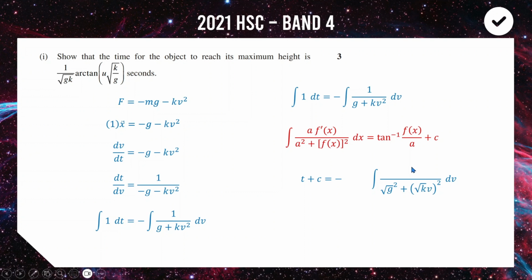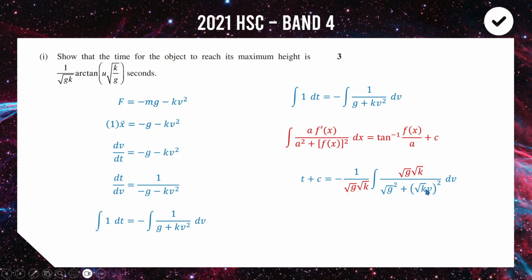So on the top of my fraction, I'm going to need a, which is actually the square root of g, and I'm going to need the derivative of the thing that's being squared, and the derivative of root kv is root k. So when I piece all that together, on the top I need a root g and a root k to make it look like this, so I can apply an inverse tan integral. Because I just multiplied the top by the square root of g and the square root of k, I need to divide by the square root of g and the square root of k at the front, so it keeps the balance, and now we're ready to proceed with our integration.